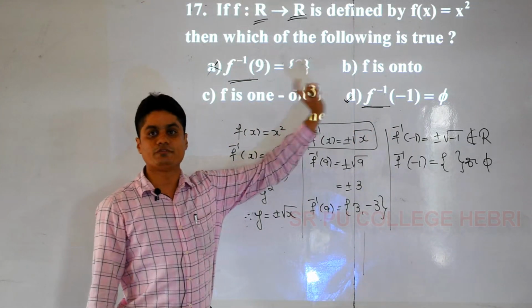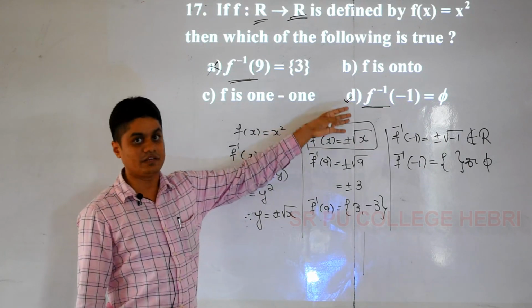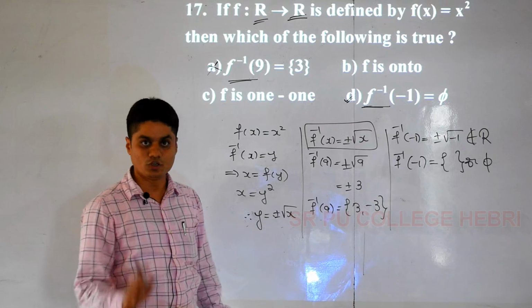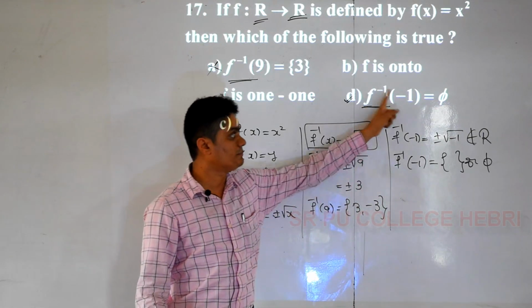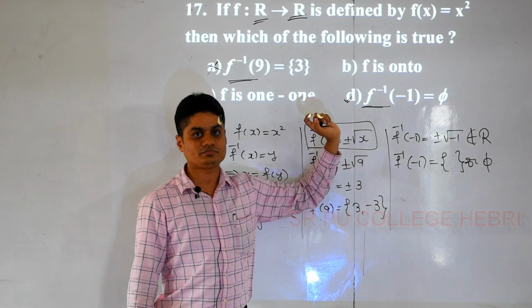Remaining two, no need to verify. Don't worry. If you get one of the answers in the verification, you can consider that one. I hope you understood. So the answer is: f inverse of minus 1 does not exist. Got it? Next question.